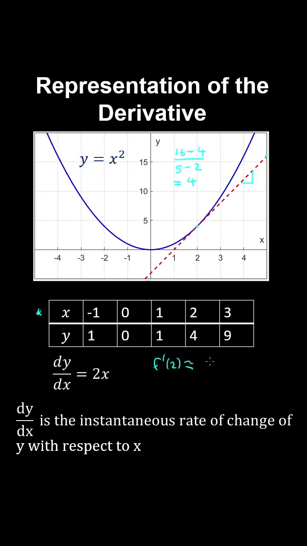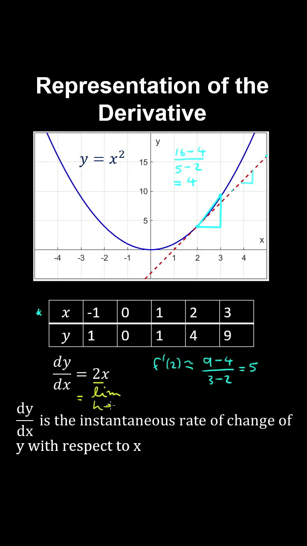So that would be 9 minus 4 on 3 minus 2. So in this case we've chosen x equals 2 and x equals 3. So it's going to give a steeper slope. Now we can also represent the derivative analytically. So here you could have used the definition of the derivative.